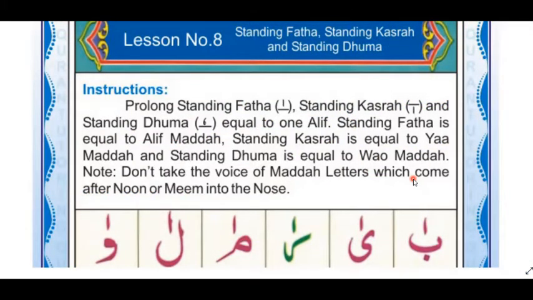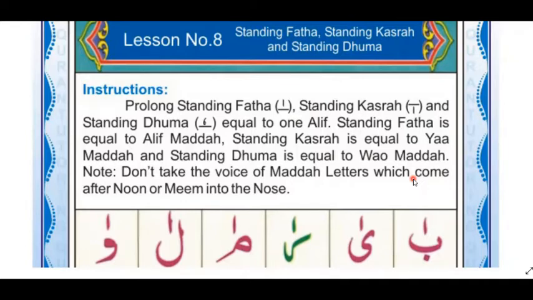Today we will read a new lesson in the basic Arabic book Qaida, and today's lesson will be about the standing fatha, the standing kasra, and the standing dhamma. Before this lesson, we read about the simple fatha, kasra, and dhamma, and the next lesson was about the double fatha, the double kasra, and the double dhamma, which we call tanween. Now, this is the third lesson in that same series, which is about the standing fatha, the standing kasra, and the standing dhamma. So, what is actually the standing fatha, kasra, and dhamma?